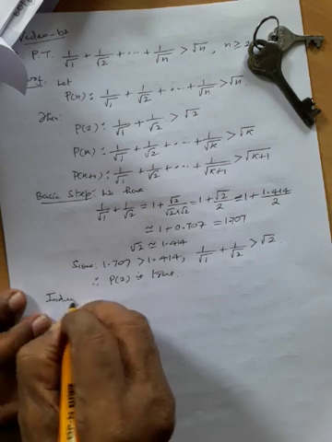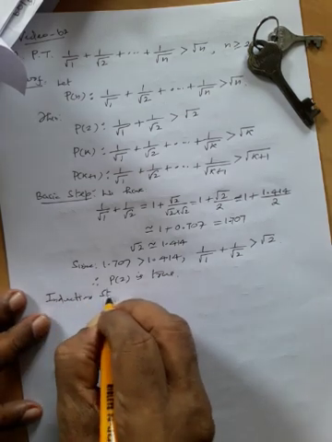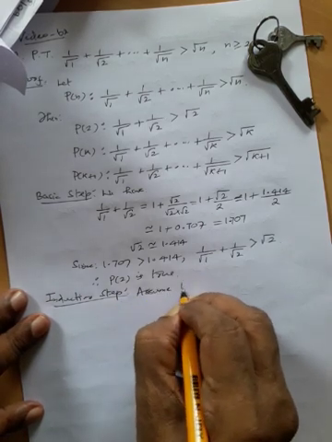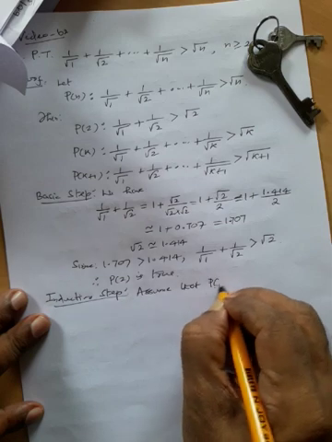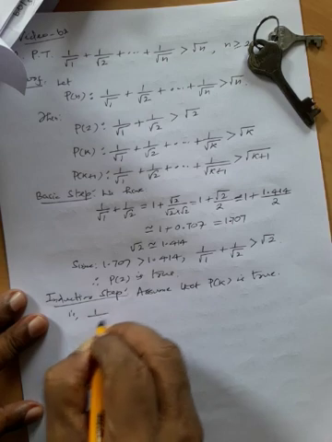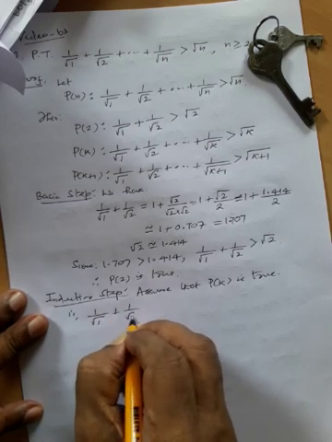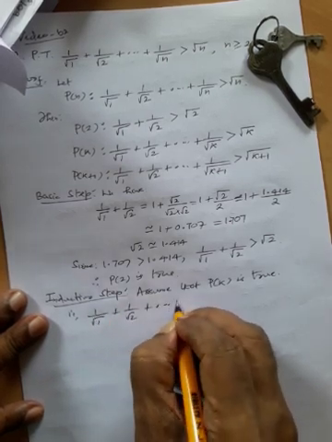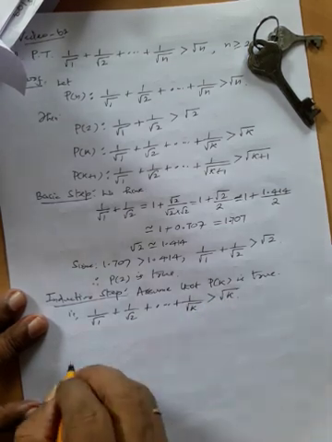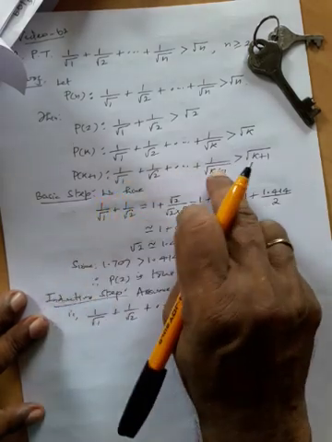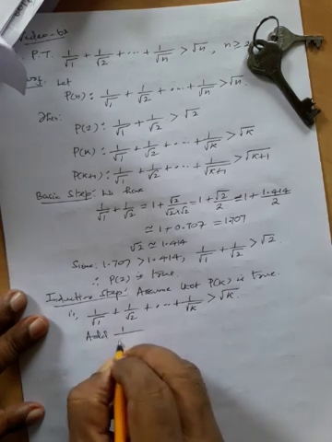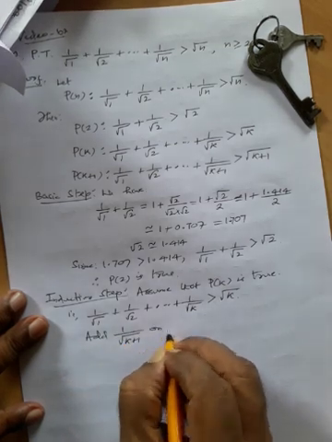Induction step. Assume that P(k) is true, that is, 1/√1 + 1/√2 + etc. + 1/√k is greater than √k. Now we need to prove P(k+1). So this is the extra term. Add 1/√(k+1) on both sides.